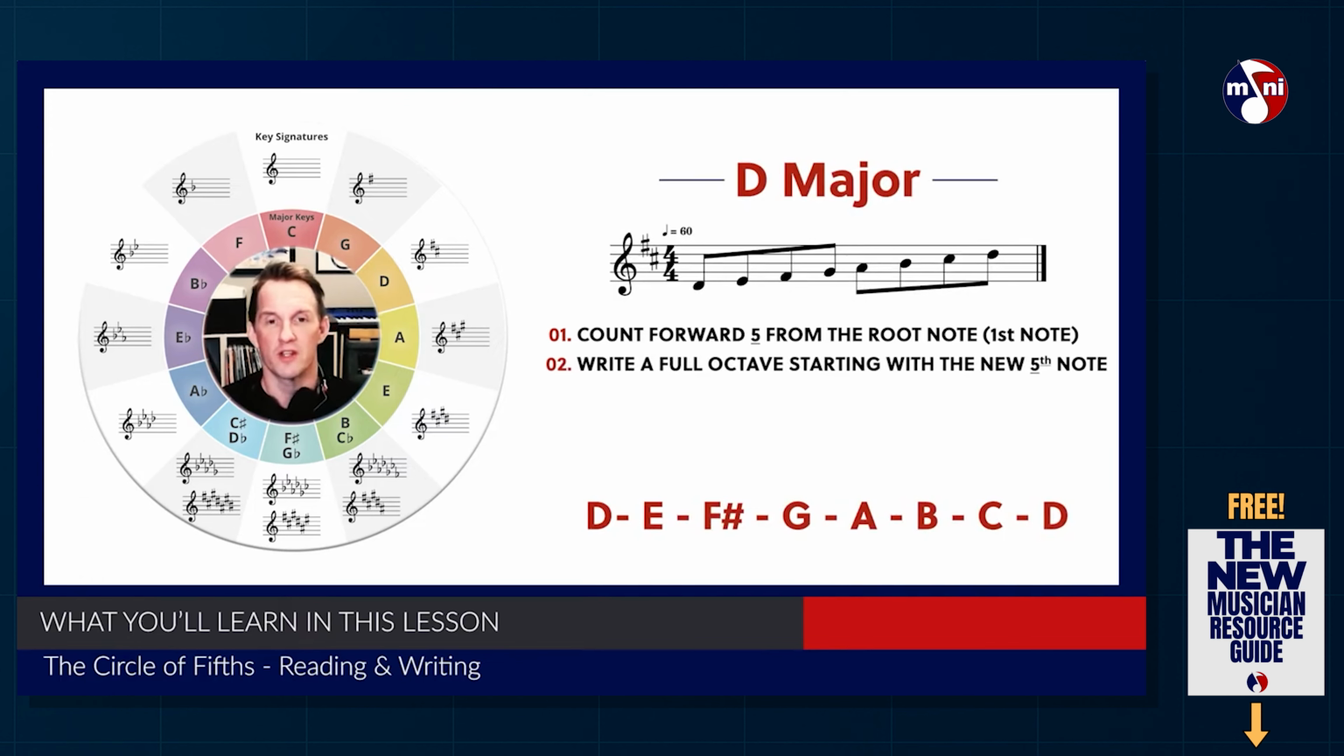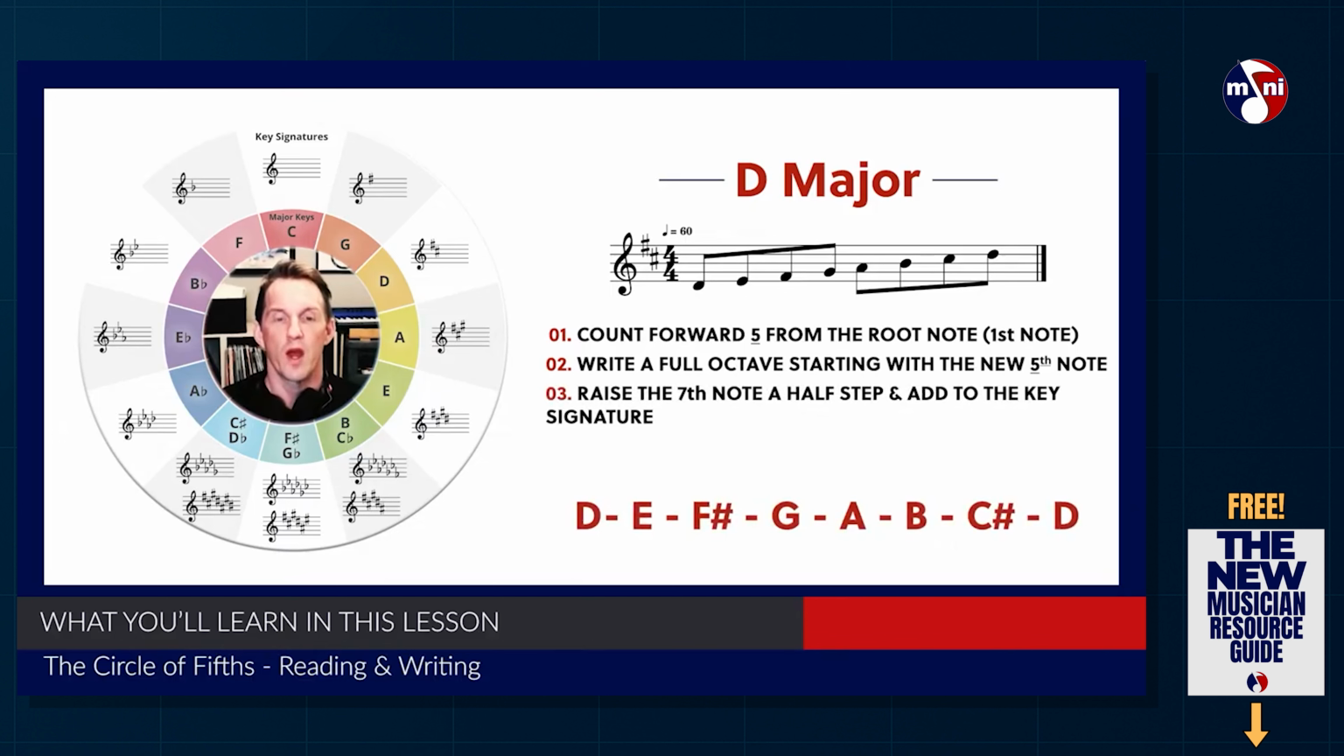Step number 2. As mentioned before, we write out a new full octave, starting with our new root note or first note, which in this case is D. Step number 3. We now need to raise the 7th note of our new key or scale. In this case, that will be C, which now becomes a C sharp.